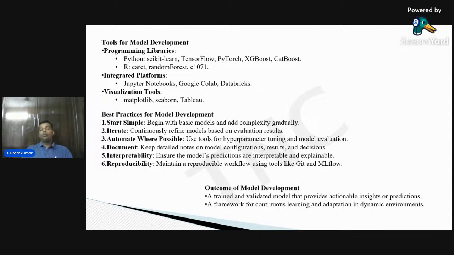The outcomes of model development are trained as well as validated models that provide actionable insights on precision, and frameworks for continuous learning and adaptation in a dynamic environment.